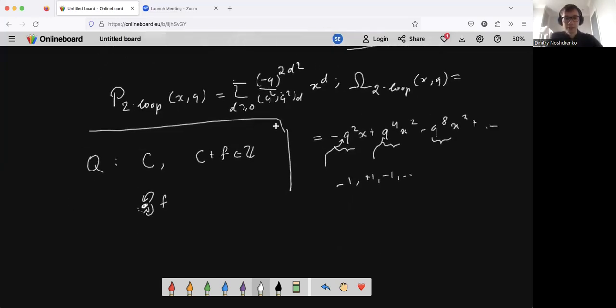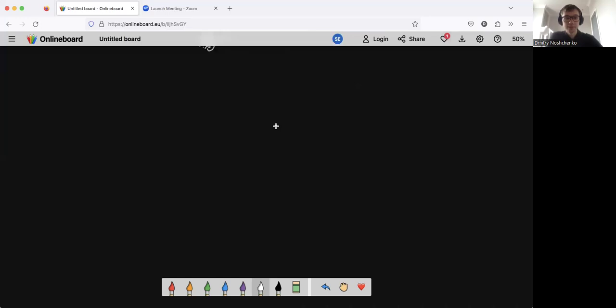Yes, so our next step would be something different, but we will get back to m-loop quivers very soon. So our next step is the operator form of the quiver series.